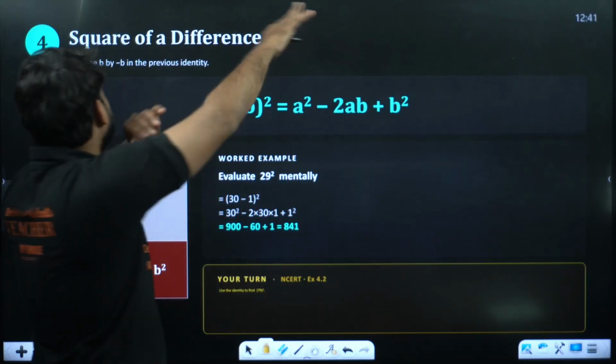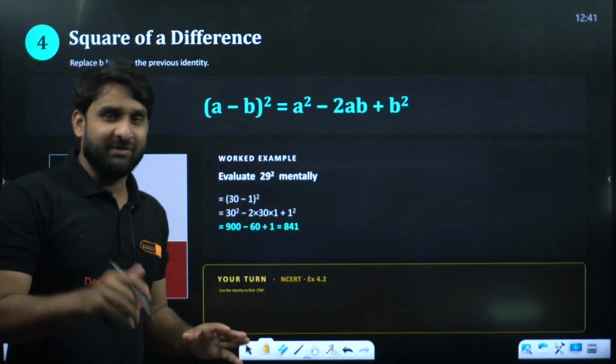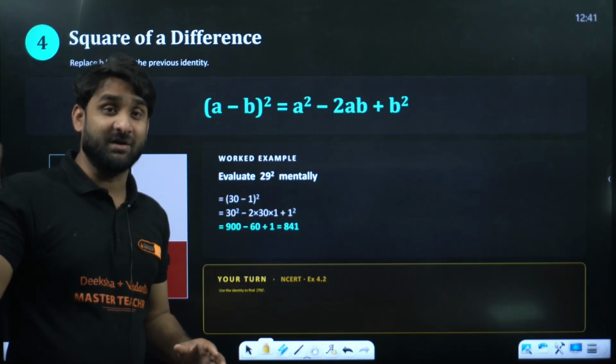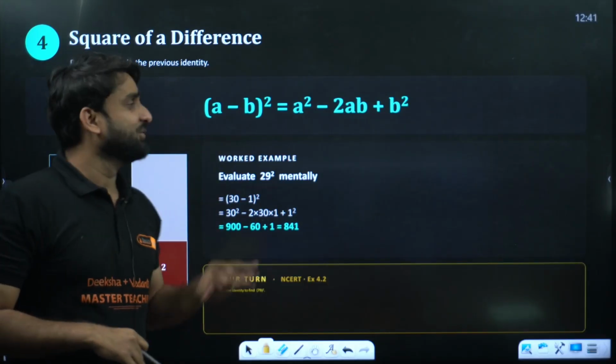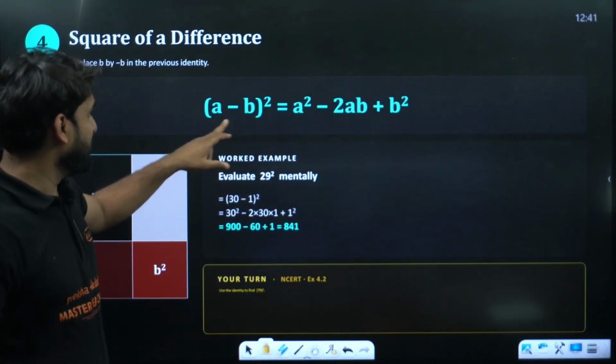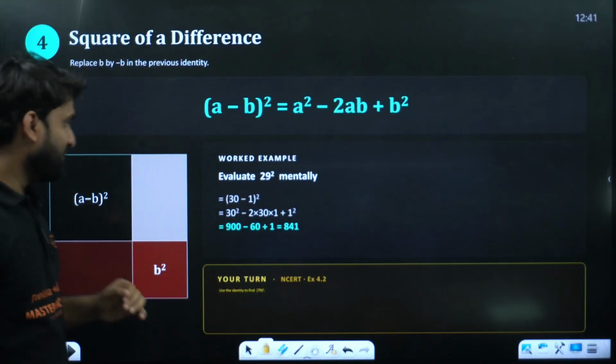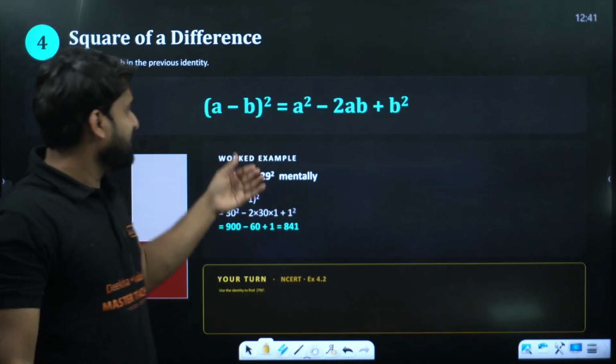The next is the square of a difference. In the previous slide, we studied a plus b whole square. Now a minus b whole square. So let's have a look at the identity first, then we will prove it also. So a minus b whole square is equal to a square plus b square minus 2ab. Now we can apply this identity to solve questions.